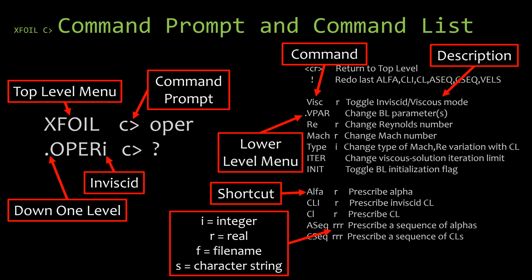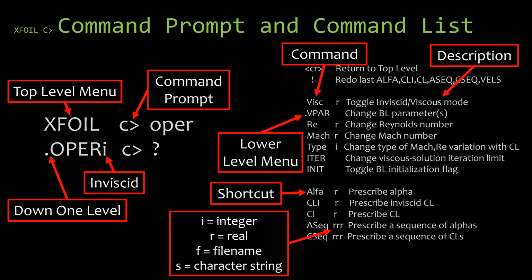Now, the one other thing that happens in this first column of the names of either the commands or the menus is that there is functionality in Xfoil to have shortcuts. Basically, this means that, like shown right there with the alpha, if I didn't want to have to type out ALFA at the command prompt, I could just type in A. The reason for that is because the A is capitalized and the rest of the letters are not.